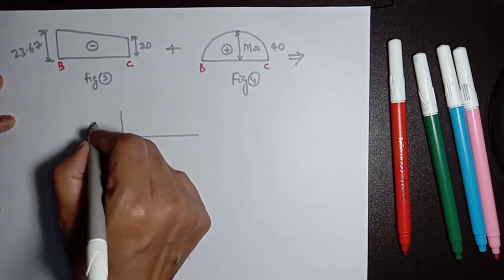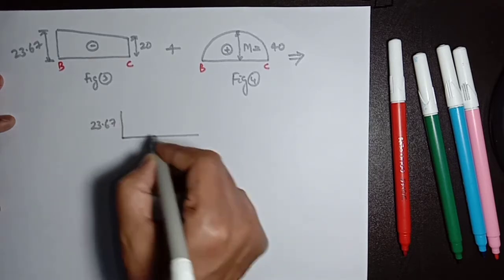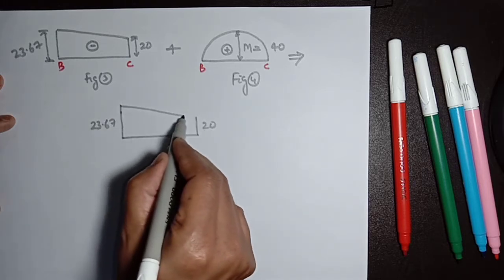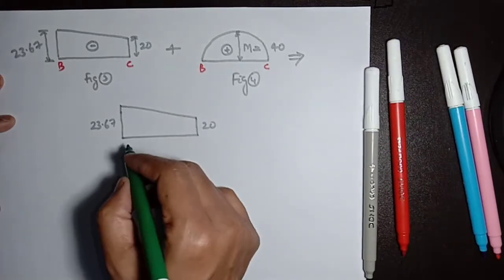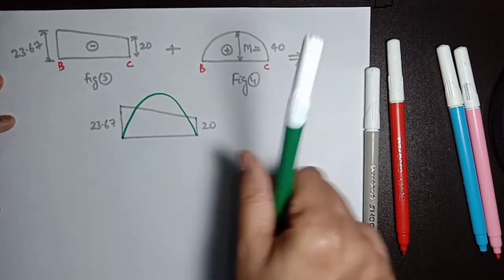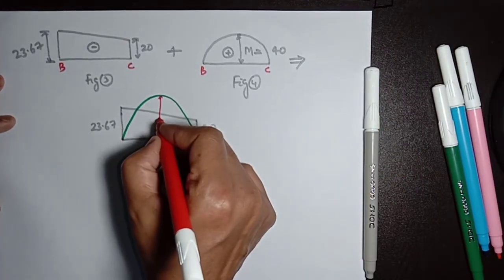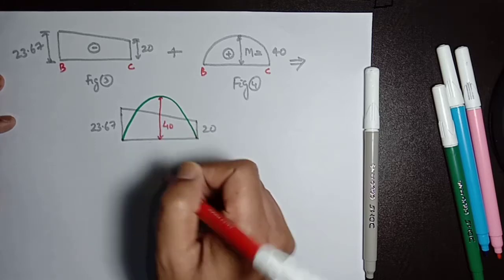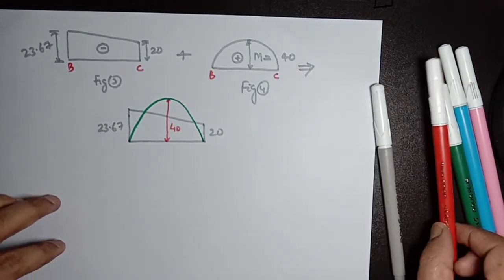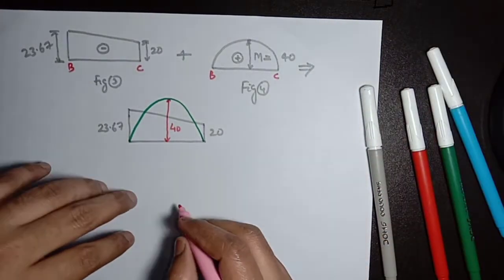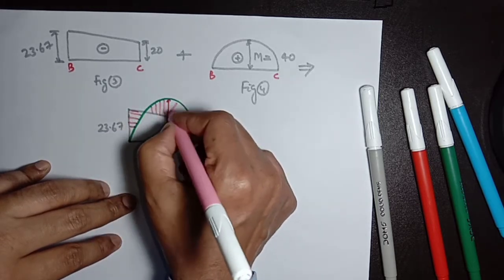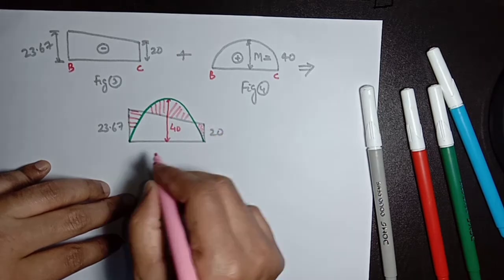This is the 23.67. This is 20. Drawing here, and span moment will be something like this. This value will be 40. They made a span. This is the final moment. So here you can see the final bending moment diagram will be this kind. The hatch portion will be the final bending moment diagram.